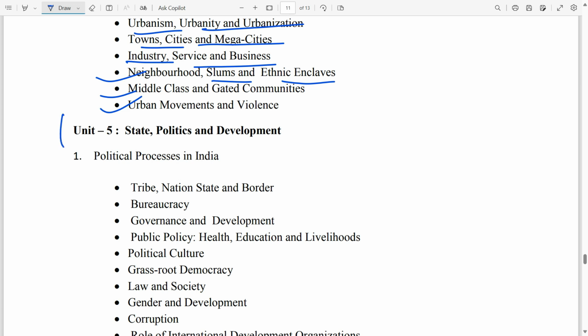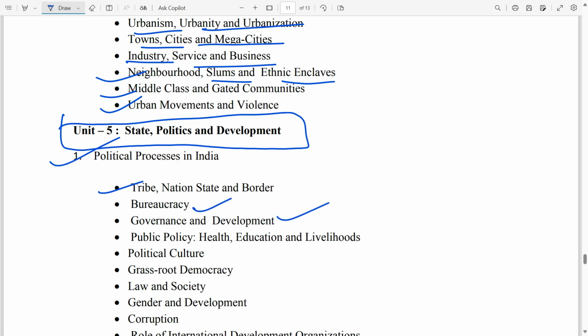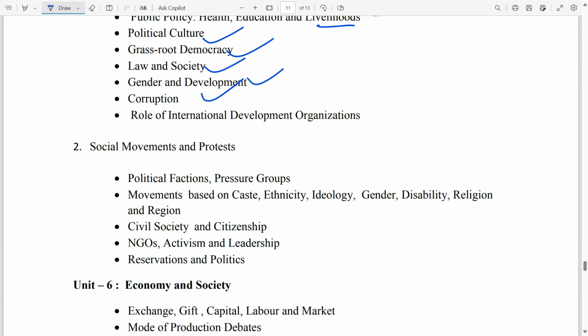Now coming to unit 5, state, politics and development. Here you will see the political process in India, where you will see definitions of tribe, nation, state and border, bureaucracy, governments and development, public policy, health, education and livelihoods, political culture, grassroots democracy, law and society, gender and development, corruption. So see how much syllabus there is. Role of international development organizations.